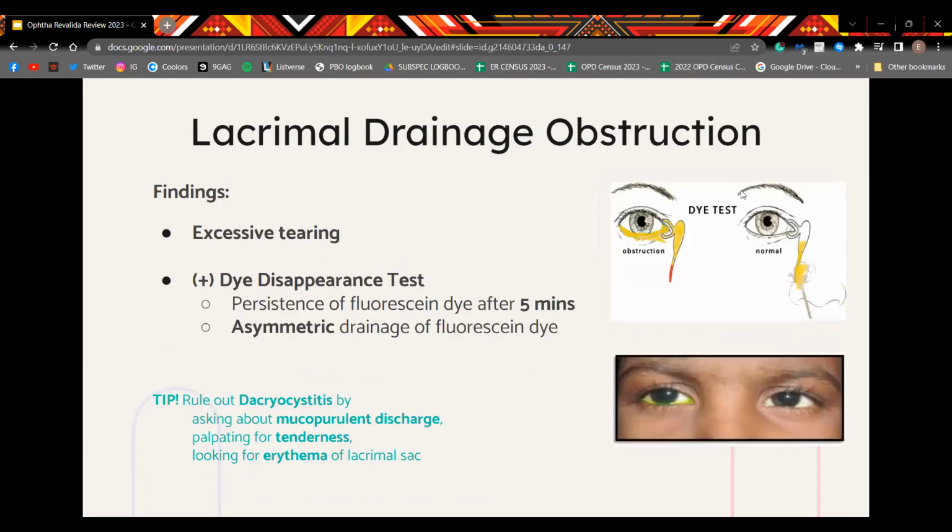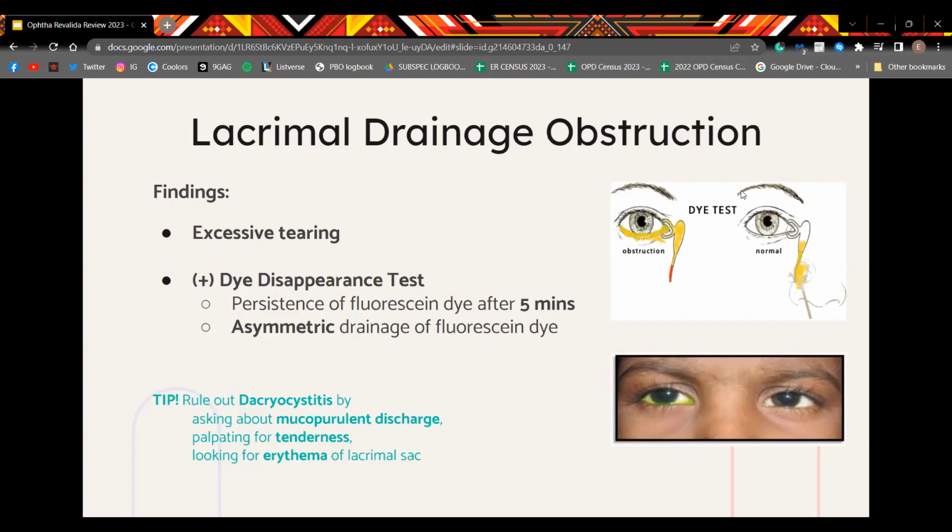Next would be lacrimal drainage obstruction. So, this is kapag may obstruction sa lacrimal apparatus natin. This could present as excessive tearing. On the picture on the right, you would see an example ng obstruction with the dye disappearance test. The dye disappearance test is basically positive kapag merong persistence ng fluorescein dye after 5 minutes. Dapat kasi nag-clear up na yung dye by that time, no? Nade-drain na siya through the daanan ng luha. Pero kapag may obstruction there, magsi-stay siya within the eye.